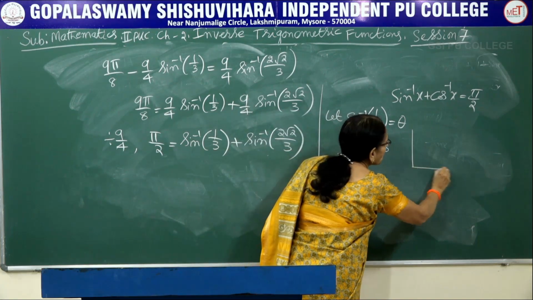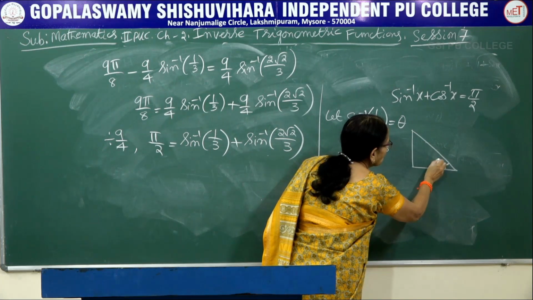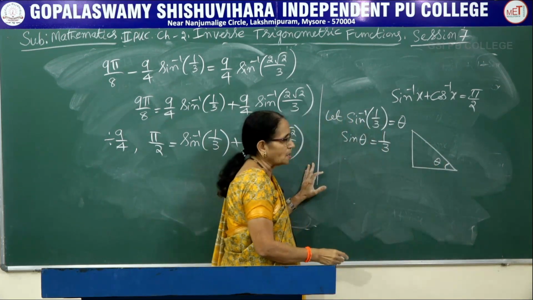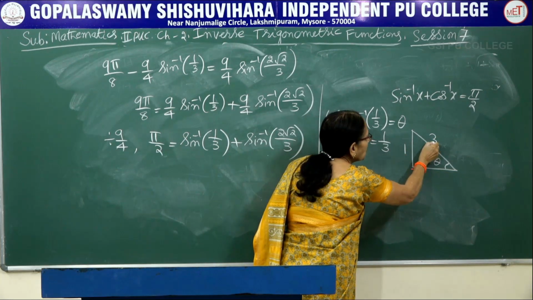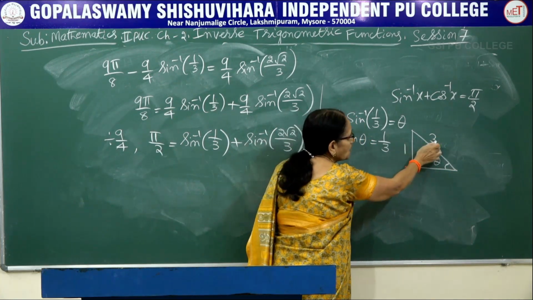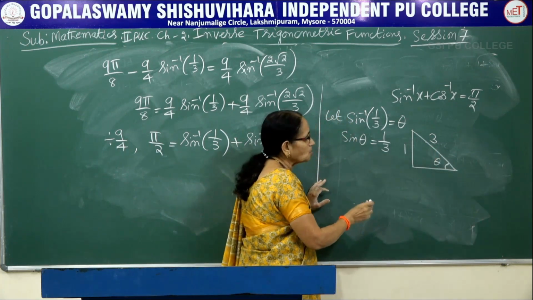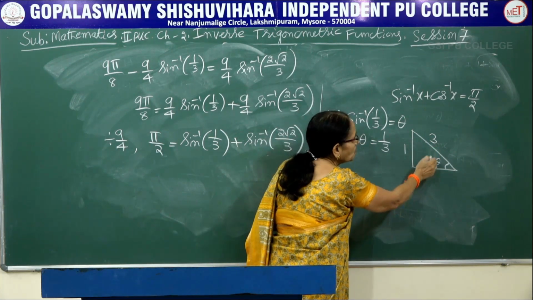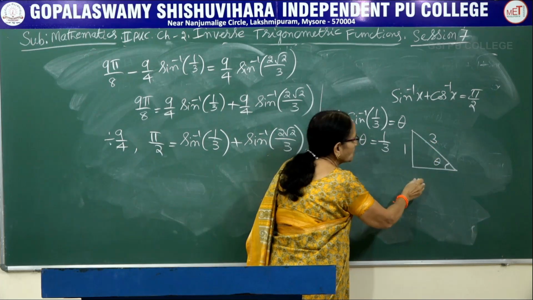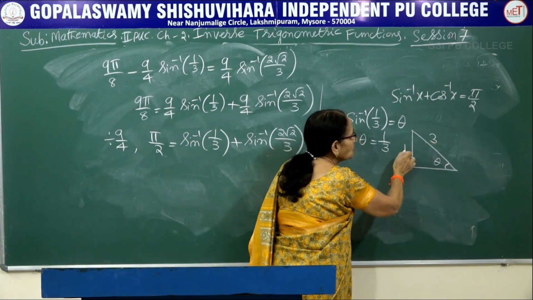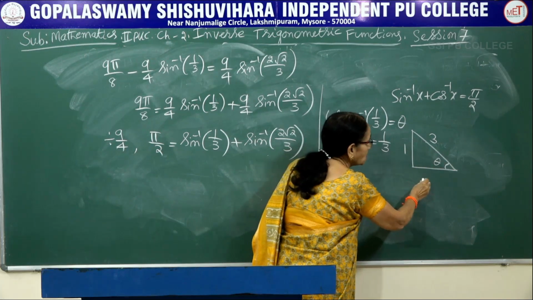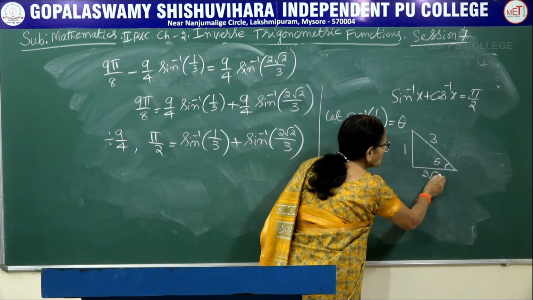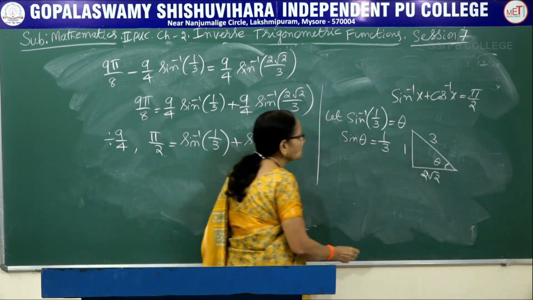Let me frame a triangle here, a right angle triangle, and mark it as angle theta. How do you define sin theta? Opposite over the hypotenuse. So two sides are given, and using the Pythagoras theorem, this is square root of 3 square minus 1 square. 3 square is 9, minus 1 square is 1. Root of 9 minus 1, 8. Root 8 can be expressed as 2 root 2.